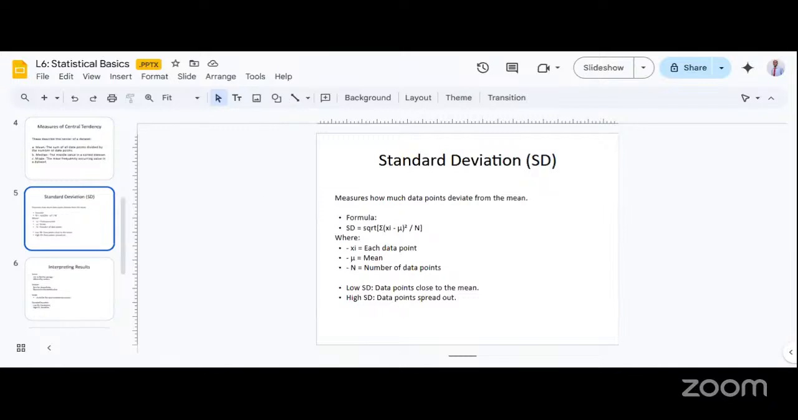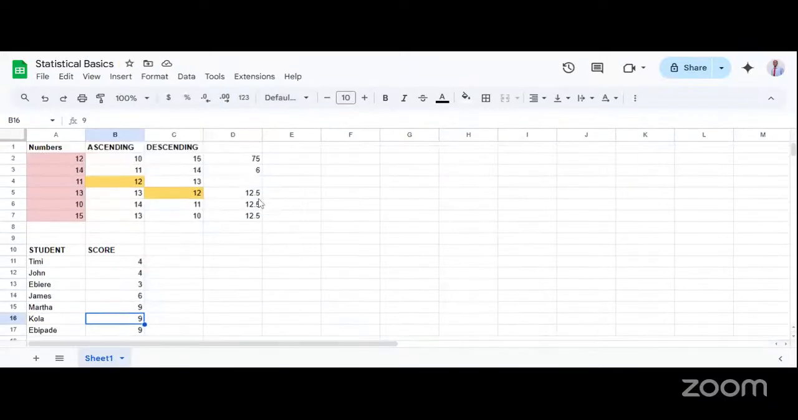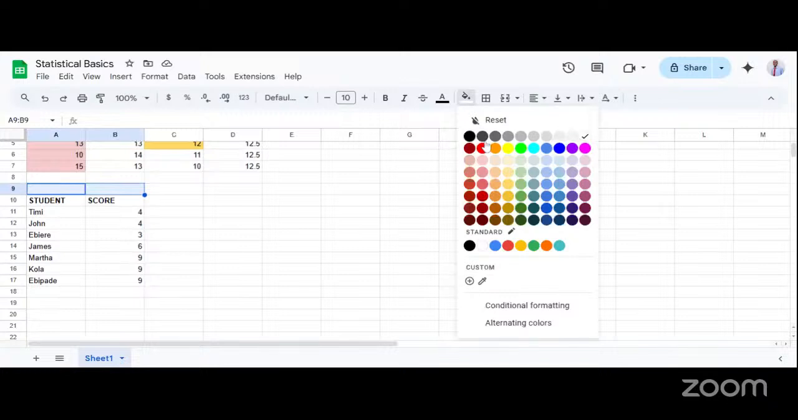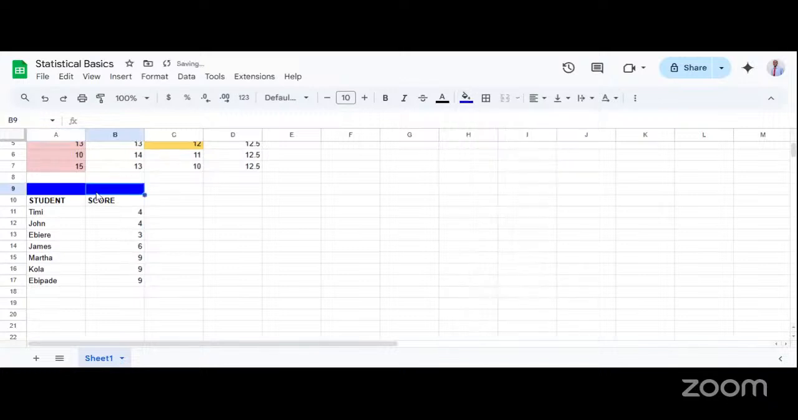Let me take this to the screen again. I think it's best to describe it this way. So let's change the context of this same data I have here. Let's just change the context. So let's say this becomes the WAEC results of these students.